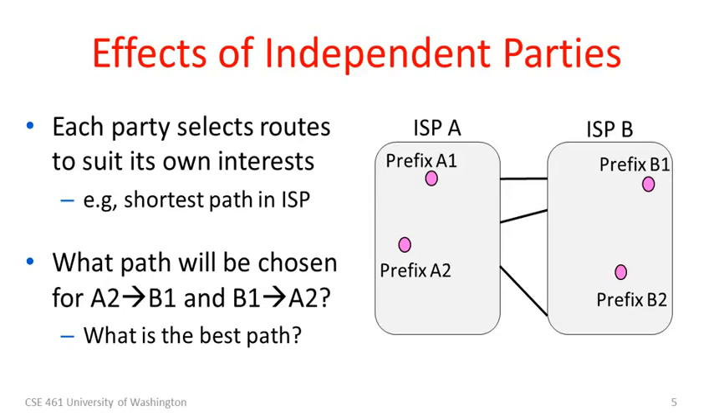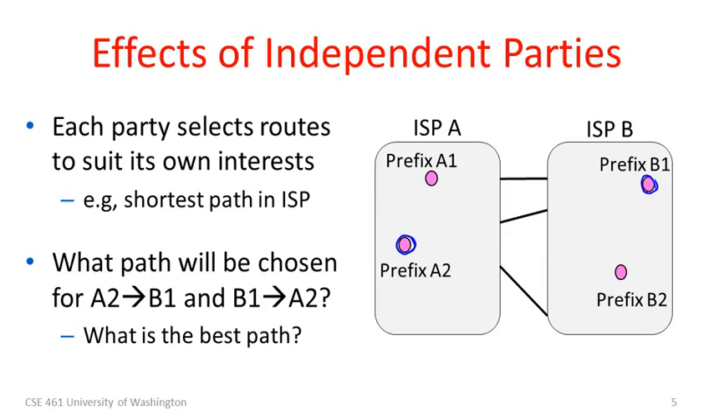Why? Well, they're out to run their own business, so they might serve their business interest best by minimizing the amount of their own network they need to carry traffic. That would be a sensible thing to do. Okay, well under these rules, what's going to happen if we send traffic from A2, this is one of these prefixes inside ISP-A, to prefix B1 and back again?